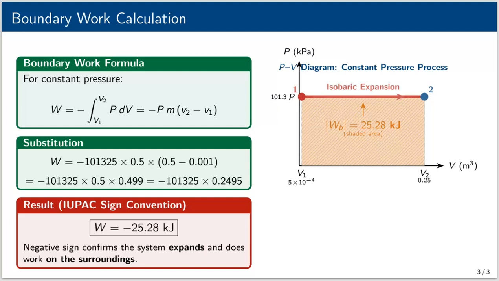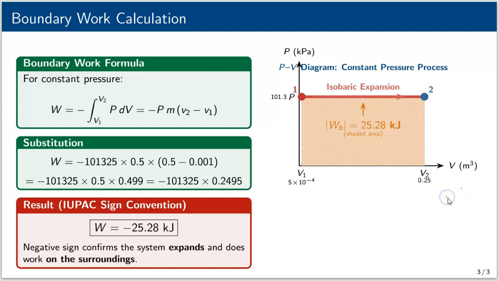It tells us that the system, the steam inside the cooker, is expanding and pushing against the atmosphere, doing work on the surroundings. Look at the PV diagram here. The process is a horizontal line at constant pressure P equal to 101,325, moving from V1 to V2. The shaded area under this line represents the magnitude of the boundary work, which is equal to 25.28 kilojoule. This is called an isobaric process because pressure is constant throughout.